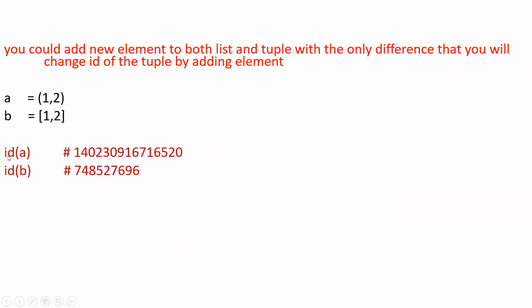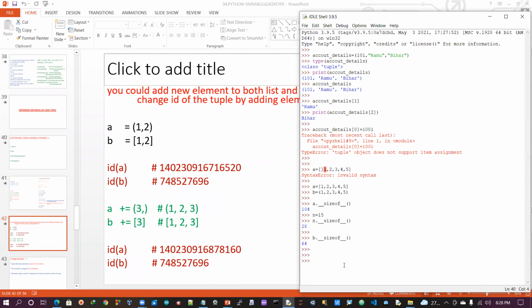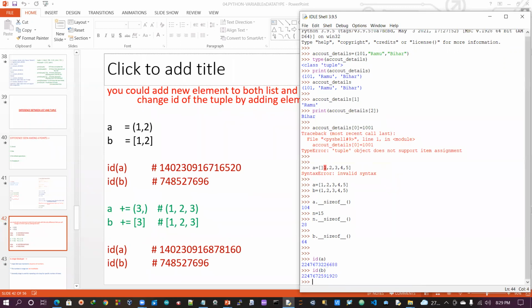Now, you can add a new element to both list and tuple, with the only difference that you will change the ID of the tuple by adding the element. This is again a new point, just see here. A equals 1, 2 and B equals 1, 2. So above is the tuple, second is the list. Now see here, what is the ID of A? This is important. As I told you, for each and every object, we have some ID. So in the above, ID of A is something, but ID of B is something else.